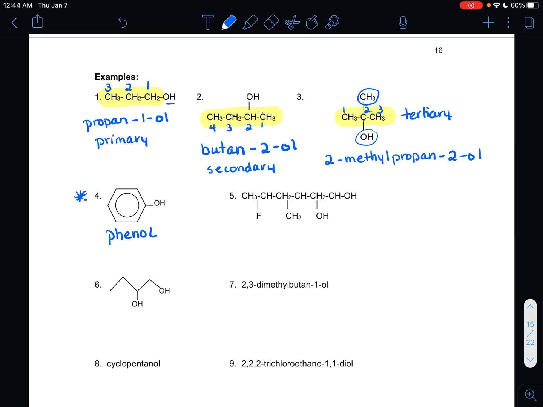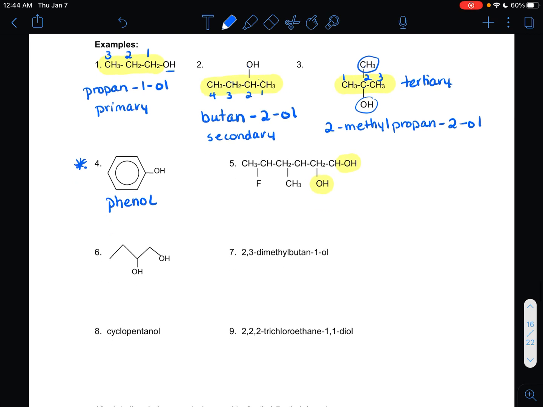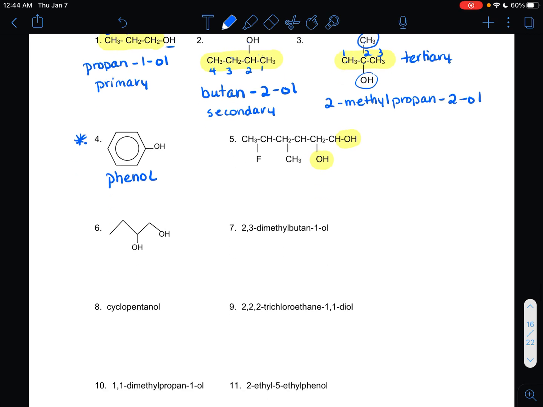Next little wrinkle here is, what if I've got two alcohol groups, two hydroxyl groups? And this is where there is a little bit of a wrinkle in the name, which is a bit of a pain, but hopefully you'll get it. It's not that bad, but you'll get it. So again, I want to give those hydroxyl groups the lowest number possible. So I'm going to start numbering this from right to left.